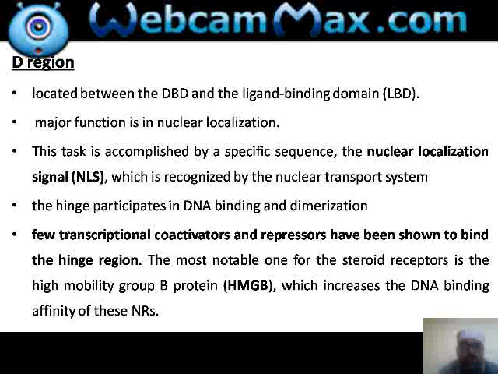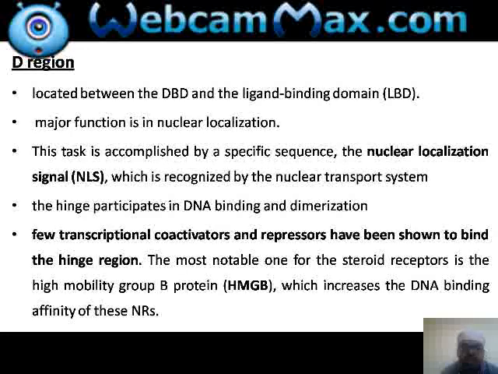So this is the hinge part of the DNA, and it helps in DNA binding and dimerization, and a few transcription cofactors and repressors have been shown to bind to the hinge region. One of the most important steroid receptors, the one responsible for binding of estrogen, has this high mobility group B protein, which increases DNA binding for this NR.